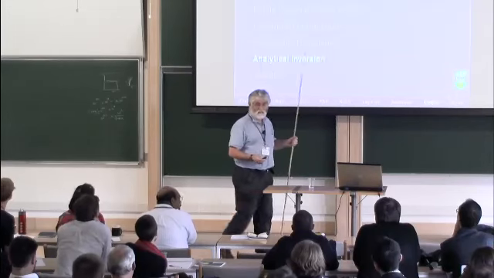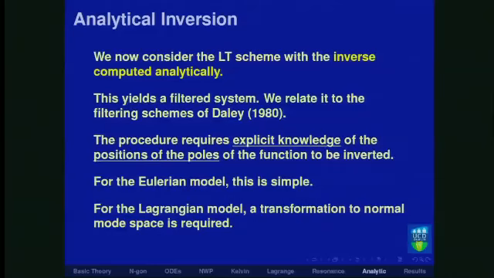It turns out to be easy for an Eulerian model, not quite so easy for a Lagrangian one. And what we end up with is a filtering system very reminiscent of Roger Daley's scheme B. If you remember a very beautiful paper that Roger published in MWR in 1980, where he described three different schemes, his scheme B is the one we arrive at.